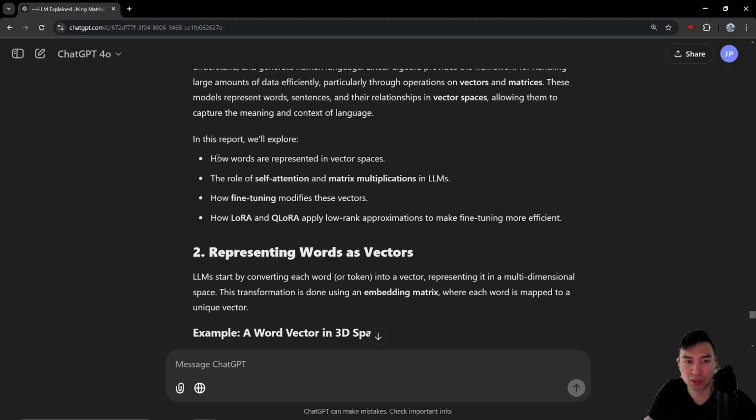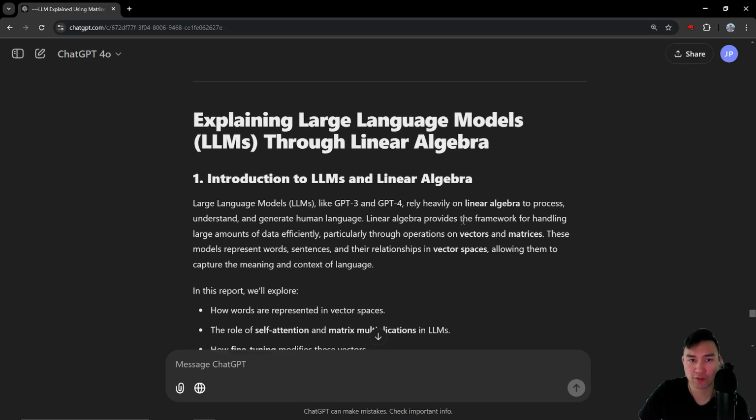So in this report, we'll explore how words are represented in vector space, the role of self-attention and matrix multiplication in LLMs, and how fine-tuning modifies these vectors. And then how LoRA, so low rank adaptation, and quantized low rank adaptation apply approximations to make fine-tuning more efficient.